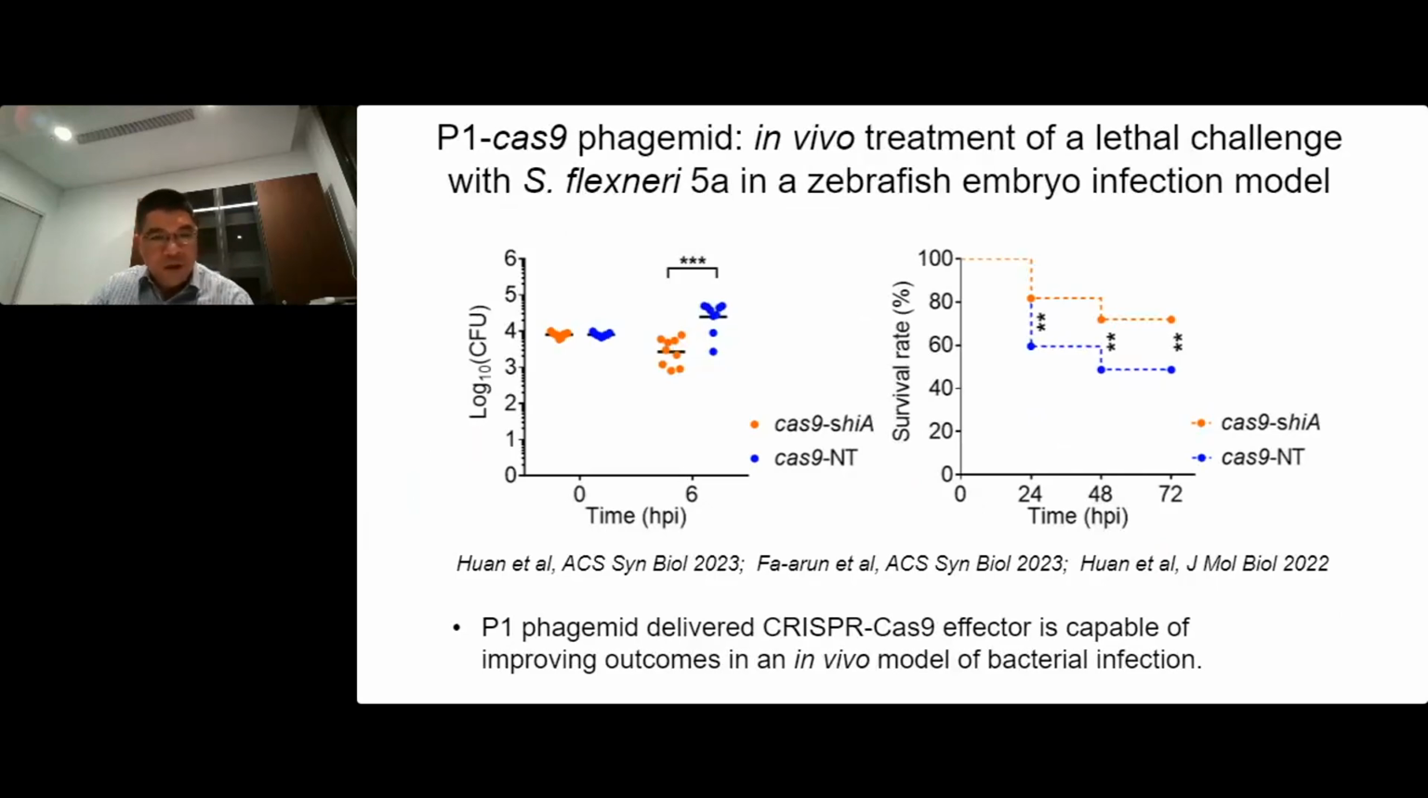We validated the engineered P1 phagemid therapeutic efficacy both in vitro and in vivo. Here the data shows that the P1 delivered CRISPR-Cas9 effector is capable of improving outcomes in the zebrafish embryo model of bacterial infection. The left panel shows that the Cas9 phagemid can significantly reduce the bacterial load in vivo compared to the empty phagemid control, while the right panel shows that the Cas9 phagemid can significantly promote host survival of the zebrafish embryo larvae infected with a lethal challenge of Shigella flexneri bacteria.